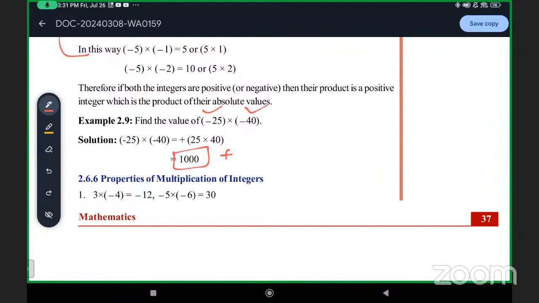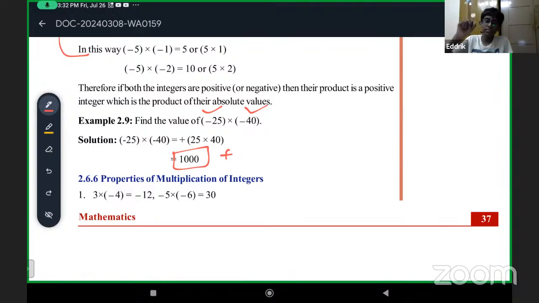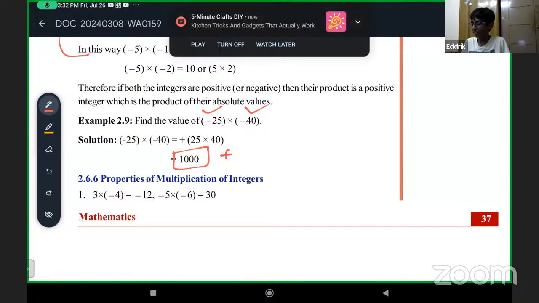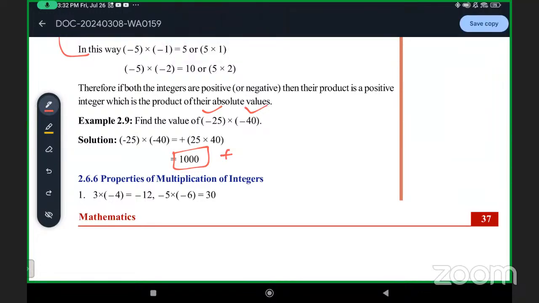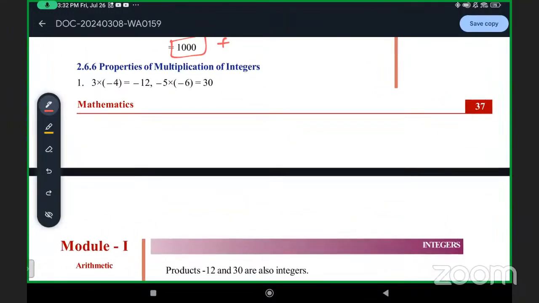In multiplication, the same thing will be followed. If both are plus, the answer will be plus. If both are negative, the answer will be plus. If one is positive and the other negative, the answer will come in minus. If one is negative and the other positive, your answer will come in minus. Same signs means plus and different signs means minus.